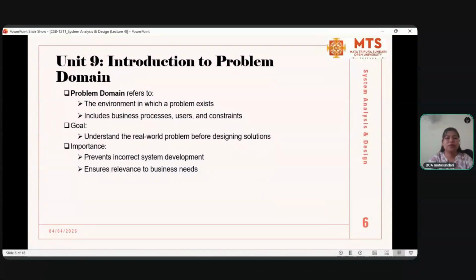And includes business processes, users, and constraints. What is the goal of the problem domain? Understand the real-world problem before designing the solution. The importance of understanding the problem domain is to prevent incorrect system development and ensure relevance to business needs.